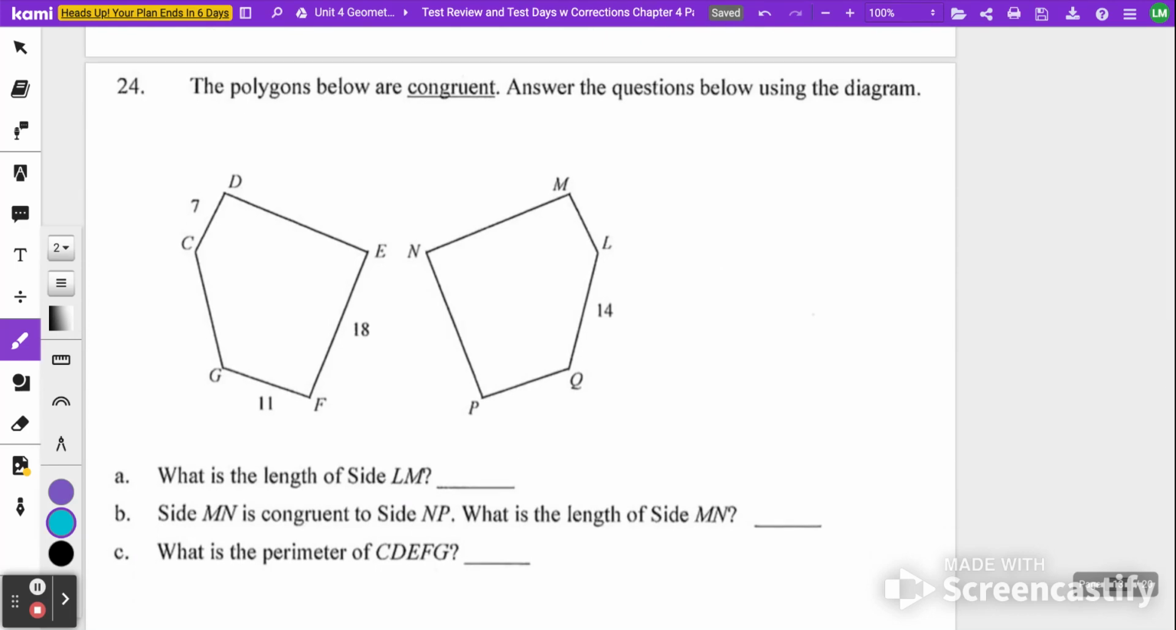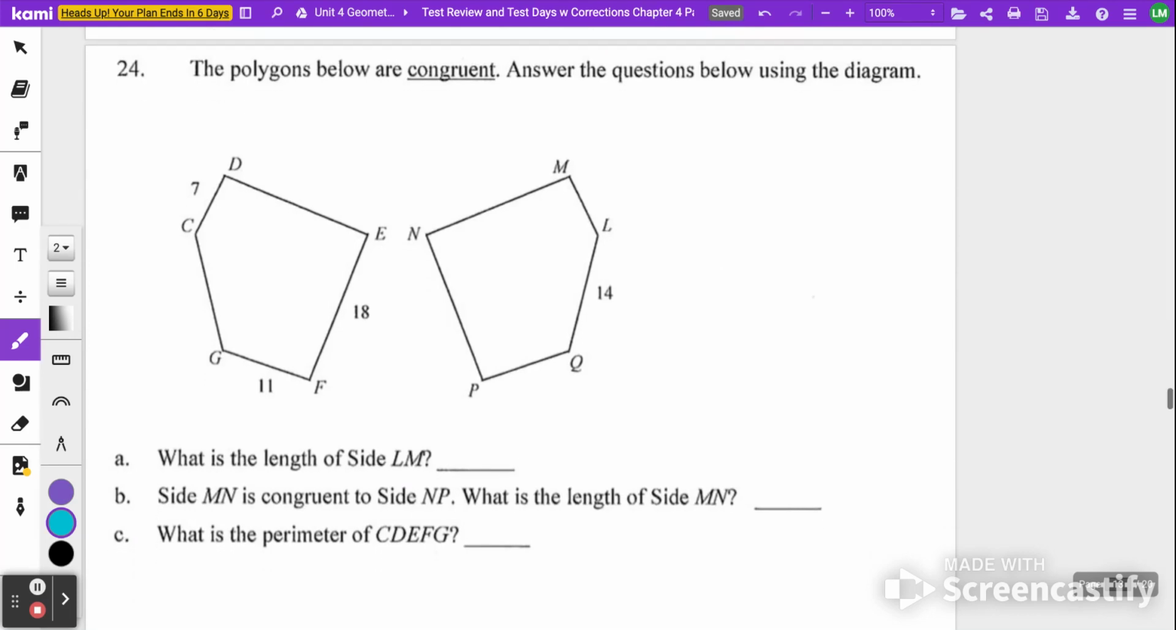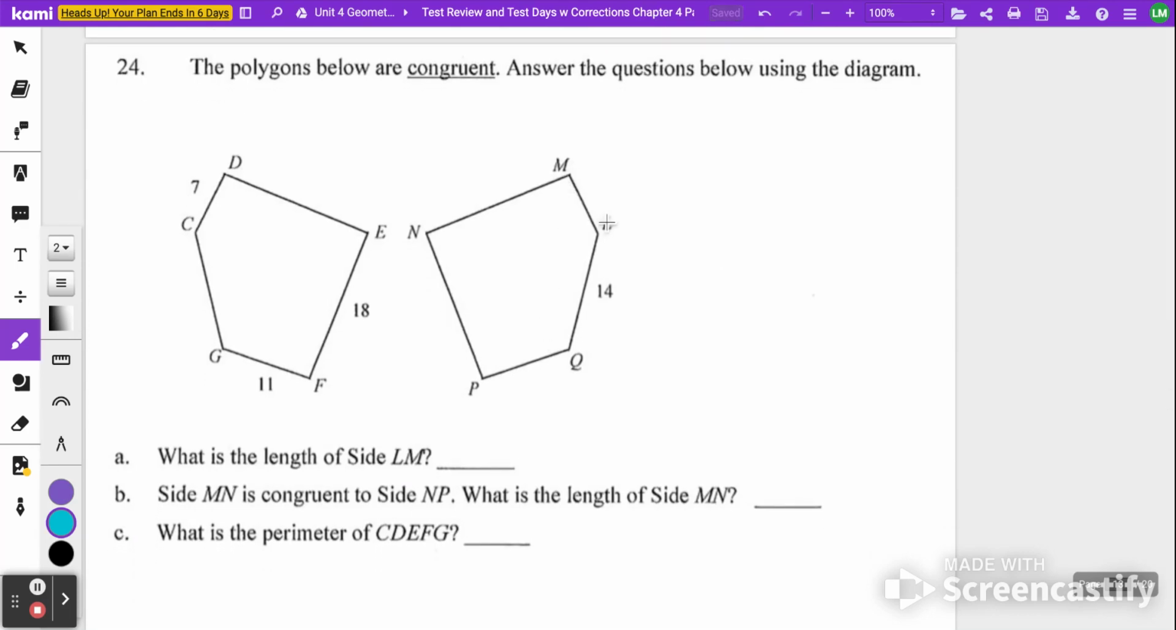The following polygons are congruent. Answer the questions below. What is the side length of LM? Here's LM, and LM corresponds with DC, so the side length of LM is 7. Side MN is congruent to side NP. What is the side length of MN? Well, NP is also congruent to EF, which means this is 18, which means MN is also 18.